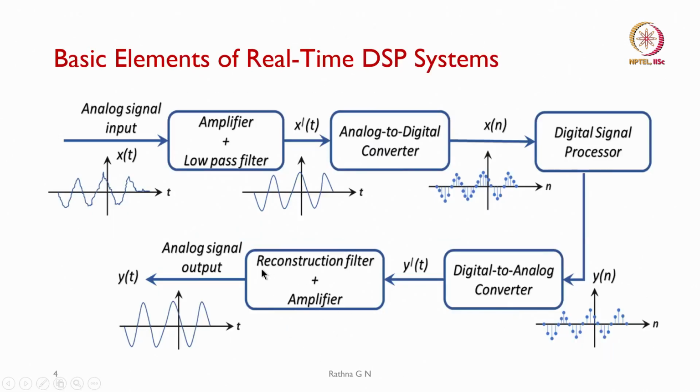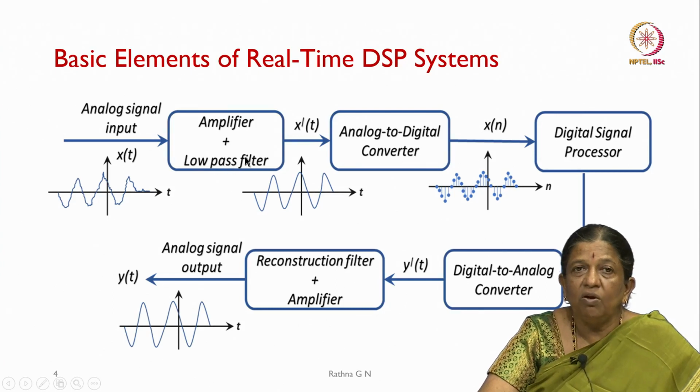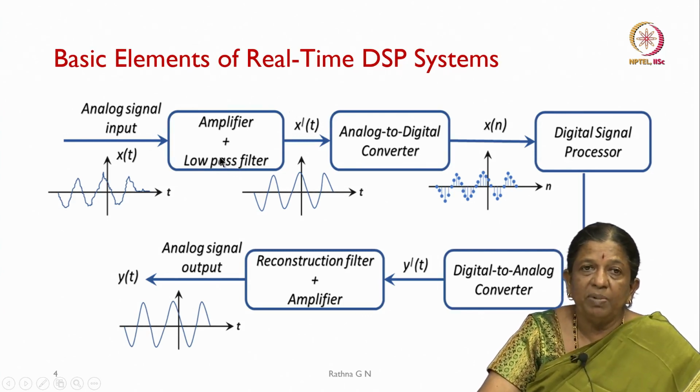Having talked about so many advantages of digital systems, we will see what the basic elements of a real-time DSP system are. Once the input, if it is an analog signal input, is varying in time as well as amplitude, it is represented as x of t. If the amplitude is very low, we may have to do a little amplification, and then to curtail the frequency components present in the analog signal, we have to pass it through a low pass filter. We call this in the analog domain the anti-aliasing filter. We will come to the aliasing part of it in a while.